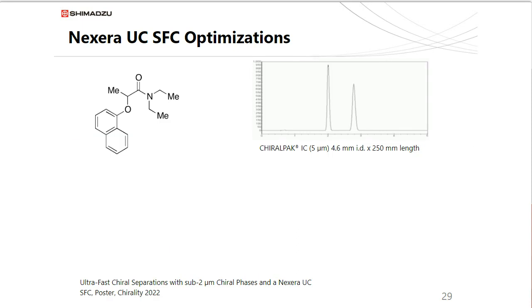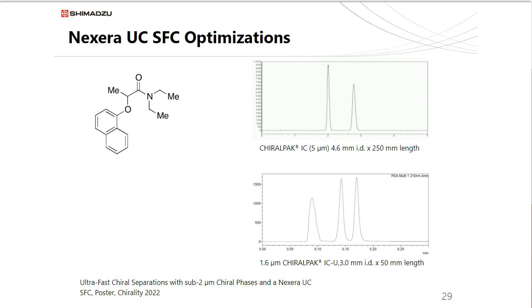Here's an example on our SFC system from a poster that we presented at this year's chirality conference. Verapamil was resolved on an IC column using 5 micron. We were able to do some optimization work by increasing the amount of methanol, decreasing the particle size down to 1.6, and increasing the flow rate and pressure. This allowed us to reduce the runtime from 4 minutes down to 12 seconds.